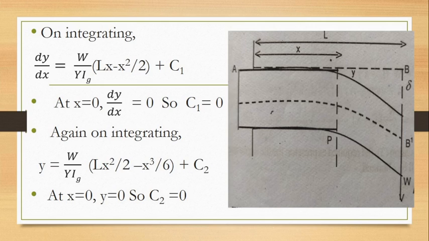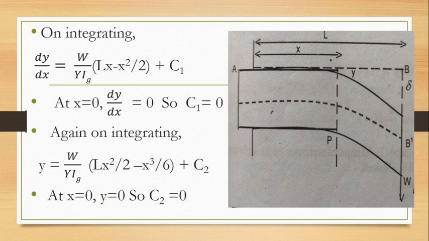See, there won't be any depression when x is 0. So we can substitute these conditions in the above equation and find out the value of C1. How? By substituting x is equal to 0 and dy by dx is equal to 0. So what will you get? Do it by yourself. Then you will get C1 is equal to 0. So our equation becomes dy by dx is equal to w by YIg into (Lx minus x square by 2).